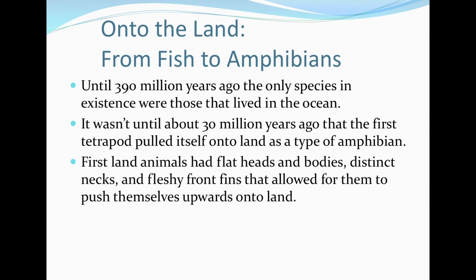Until about 390 million years ago, there were no land animals, only fish that lived in the sea. It was not until about 30 million years ago that the first tetrapod appeared in the form of an amphibian-like creature, quite different from the land-dwelling creatures we see today.